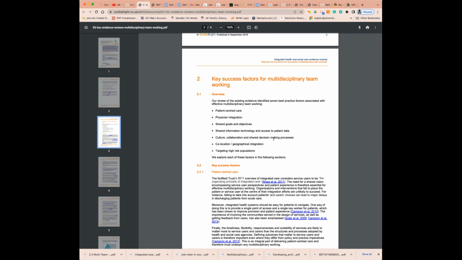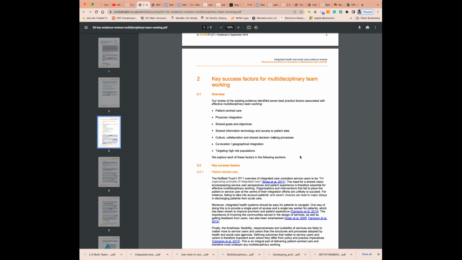That means doctors and GPs and consultants. Why do we need to have shared goals and objectives? Why do we need to have shared information across the board, which allows us access to patient records and patient data so that appropriate care could be provided, duplication of information is avoided, and it also leads to less time wasted because of shared information across patient records.